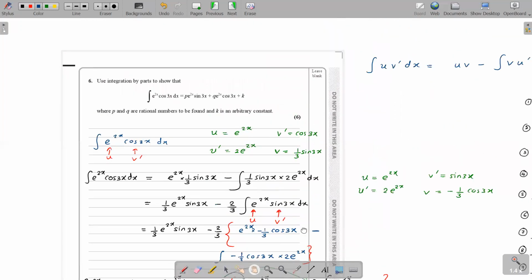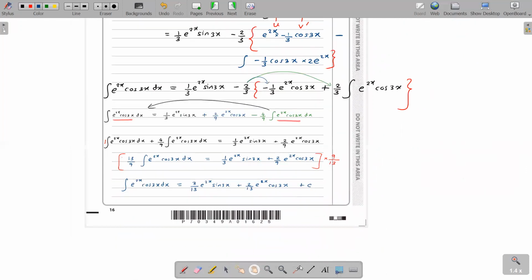Yeah, so we got something like this, right? Where p and q are rational numbers to be found and k is an arbitrary constant. So this is the arbitrary constant c. Okay, this is clear. You will name it as plus k, because they've given plus k, we'll put it plus k, not plus c. Is this okay?